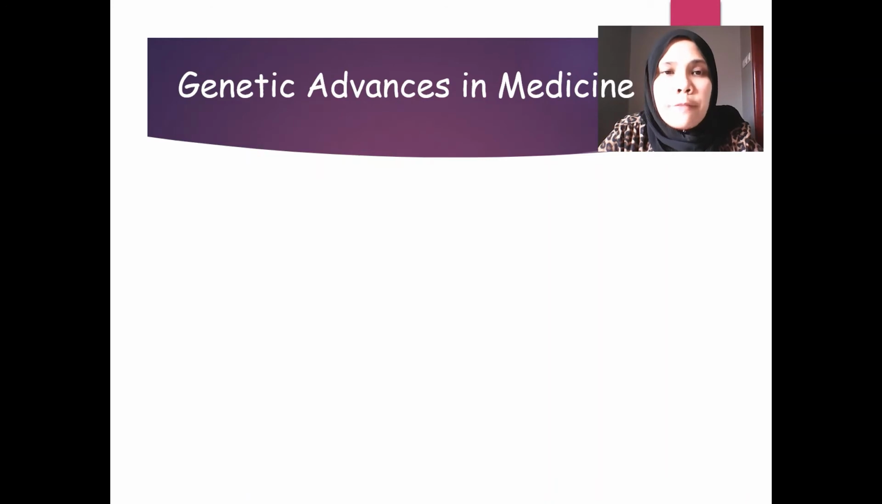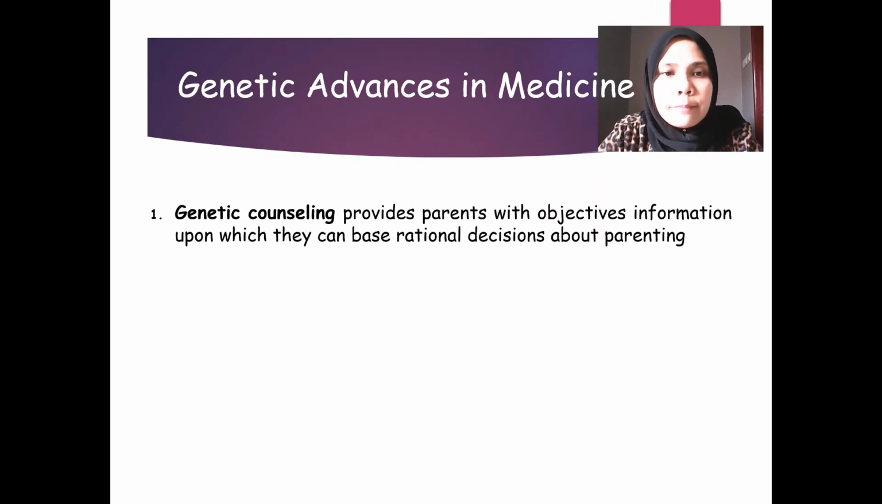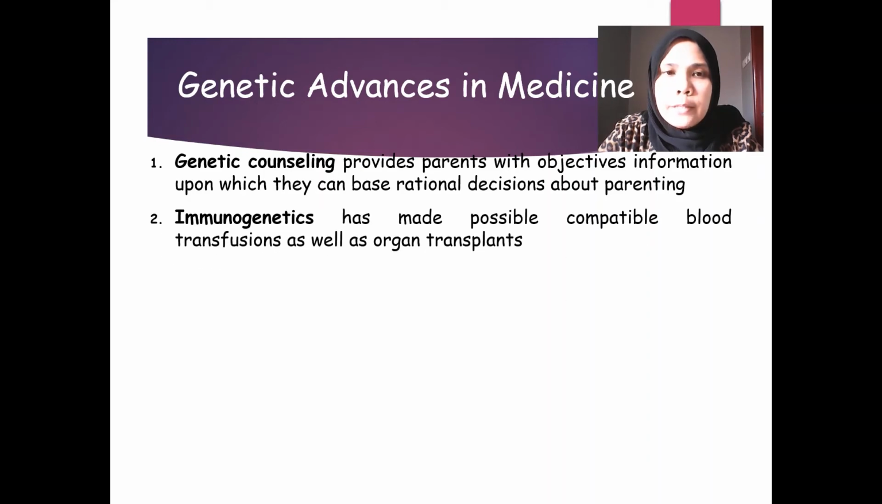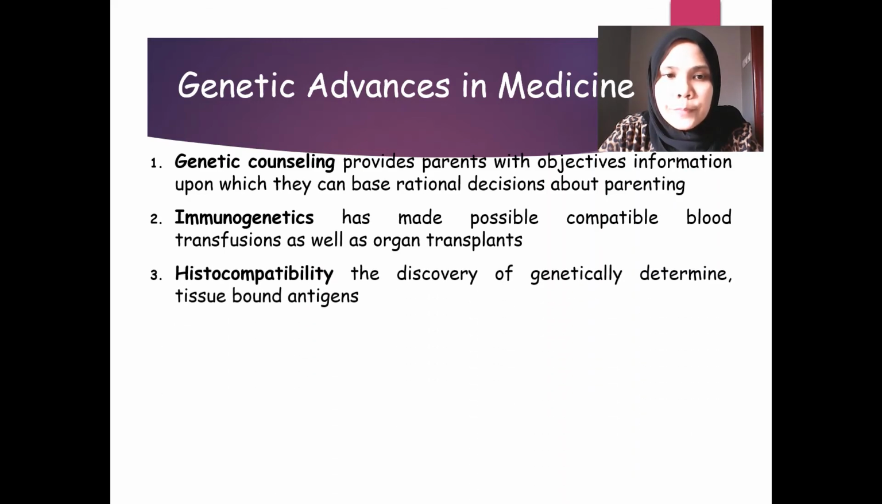And then we also have genetic advances in medicine. For example, we have genetic counseling, which provides parents with objective information upon which they can base rational decisions about parenting. And we also have immunogenetics, which has made possible compatible blood transfusion as well as organ transplants. We also have histocompatibility tests, which is the discovery of genetically determined tissue-bound antigens.